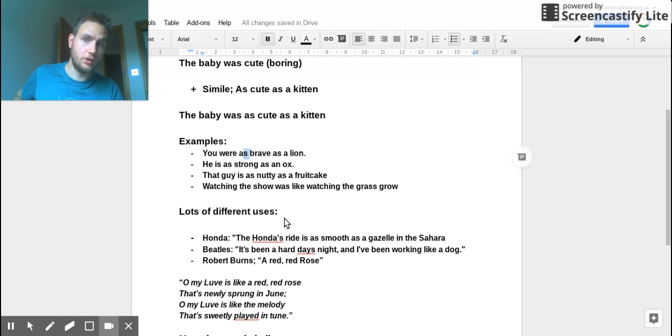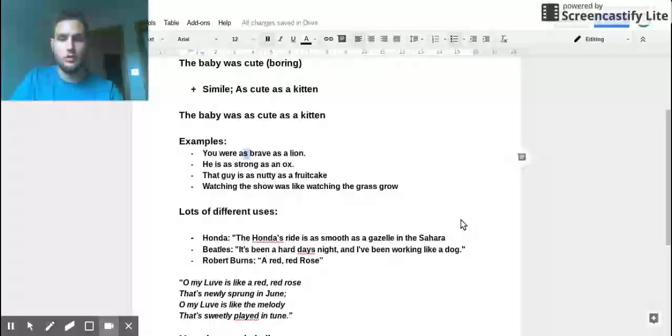The Beatles used similes in their songs as well. For example, "It's been a hard day's night, and I've been working like a dog." Again, here we see the simile. It's like a dog. They're comparing themselves to how hard they have been working, like a dog.